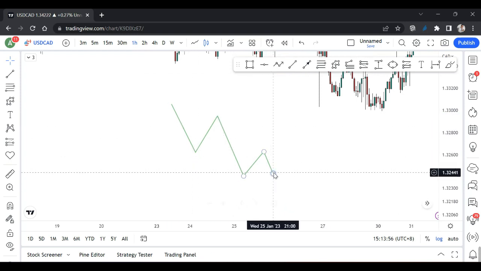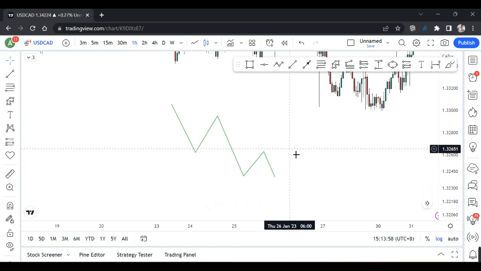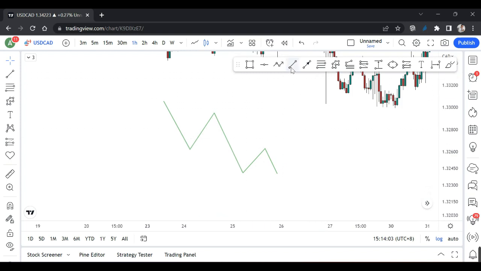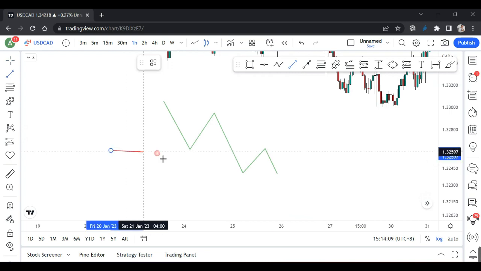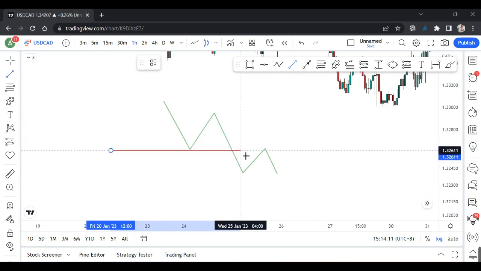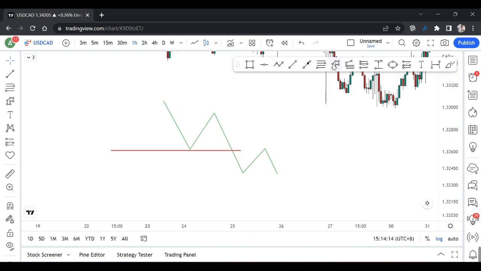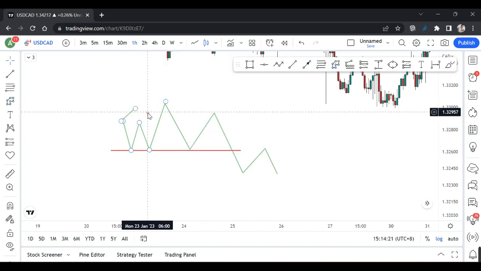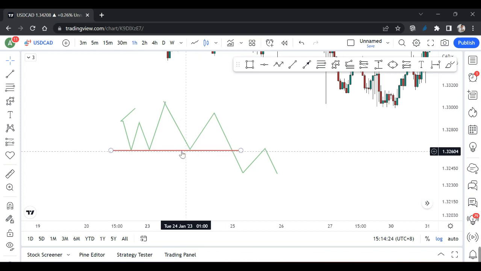But of course, there are some things that enhance this setup. First of all, you need to make sure that this area is a significant support and resistance. What is a significant support and resistance? It means there will be multiple rejections along this area. Once there are multiple rejections, or rejection with a very long wick, this area is a very strong SSR, significant support and resistance.